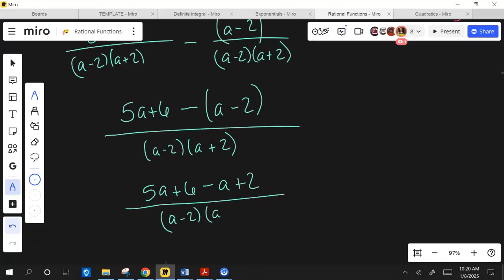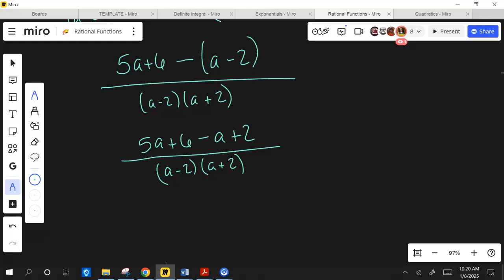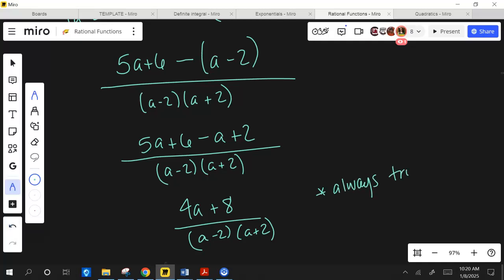So before I can get everything in parentheses, I first have to make it a lot longer before I can squish it back down. Like terms, 4a plus 8 over, not yet.